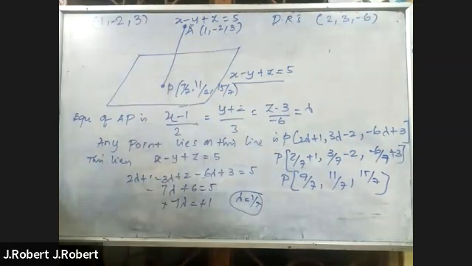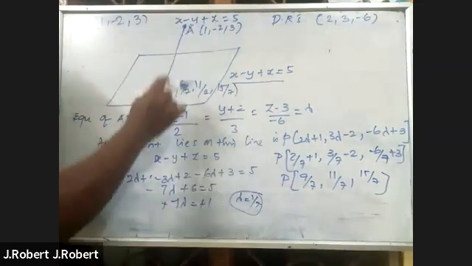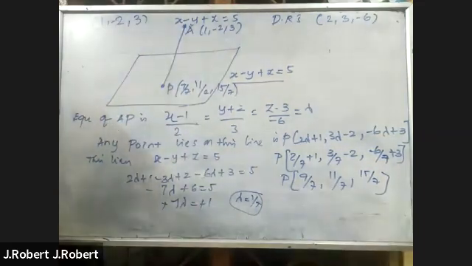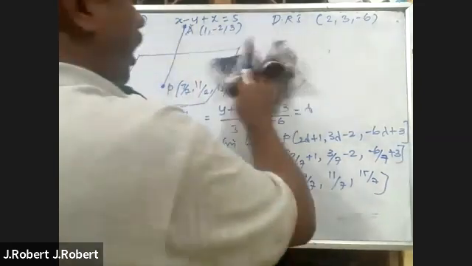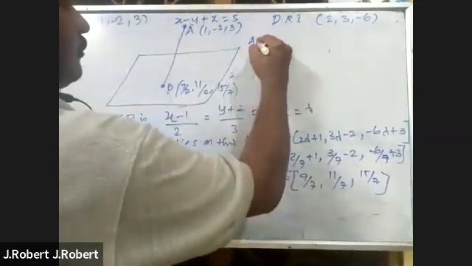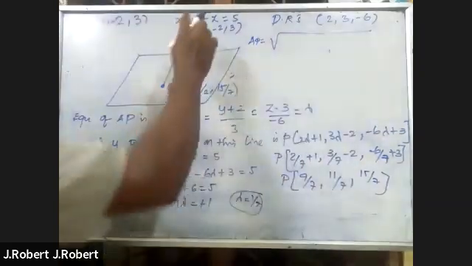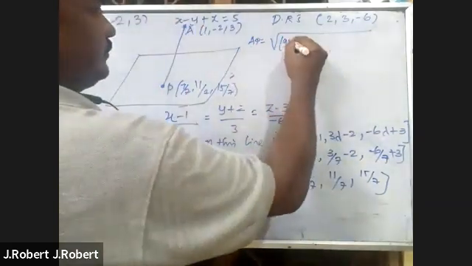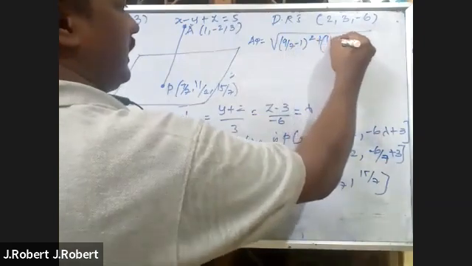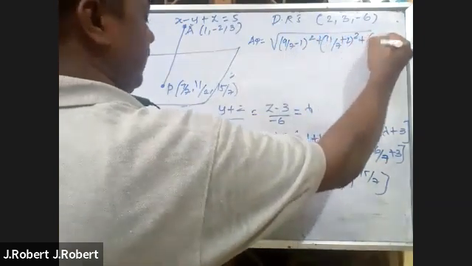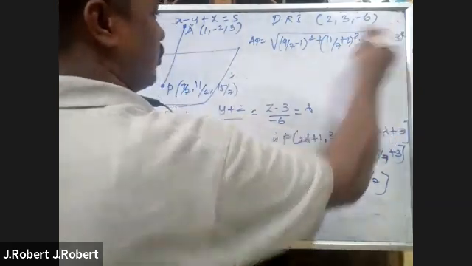The question here is the distance of the point measured from the plane x minus y plus z equals 5, measured parallel to a line whose direction ratios are given. We have found the point of intersection P, and the question is the distance between A and P, that is AP. AP is equal to the square root of (9 by 7 minus 1) the whole square, (11 by 7 plus 2) the whole square, (15 by 7 minus 3) the whole square.